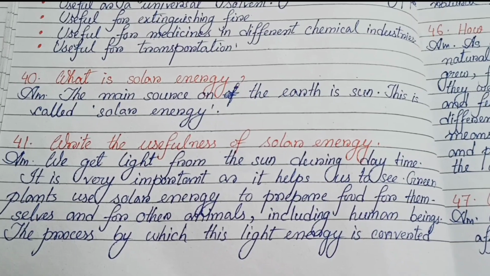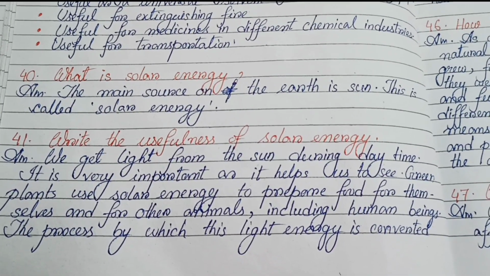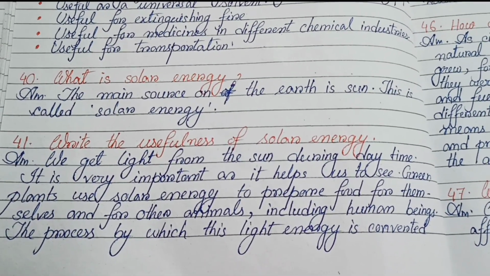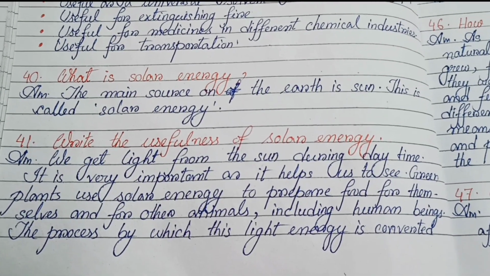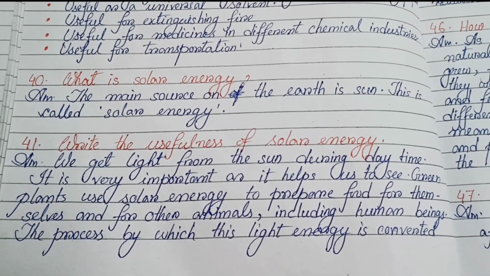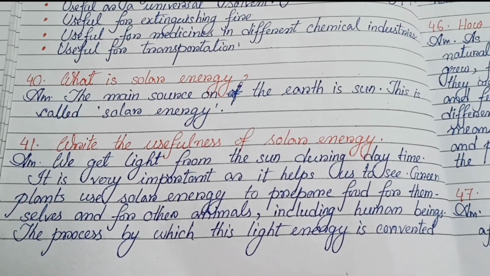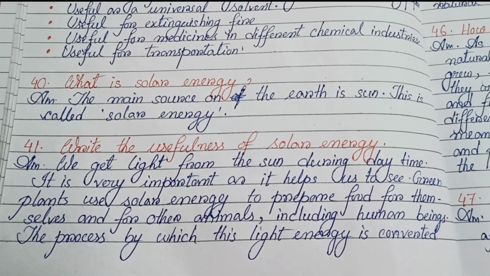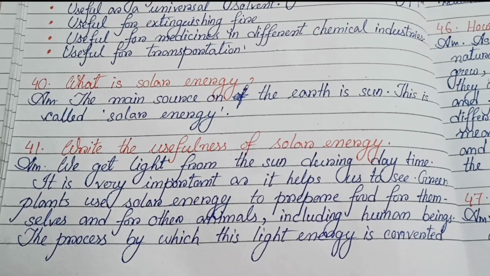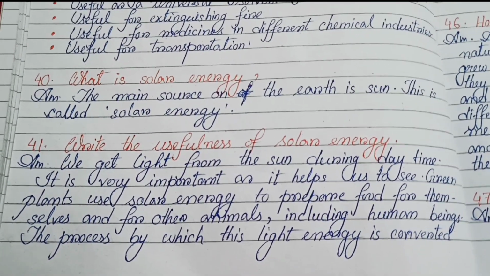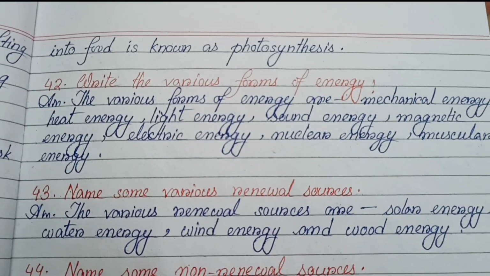We get light from the sun during daytime. It is very important as it helps us to see. Green plants use solar energy to prepare food for themselves and for other animals, including human beings. The process by which the light energy is converted into food is known as photosynthesis.